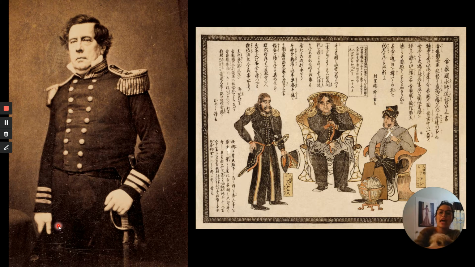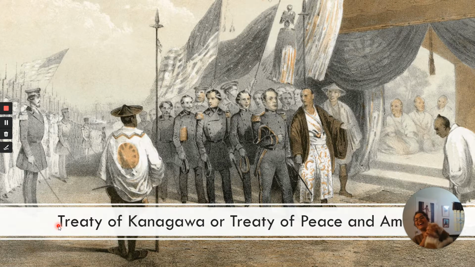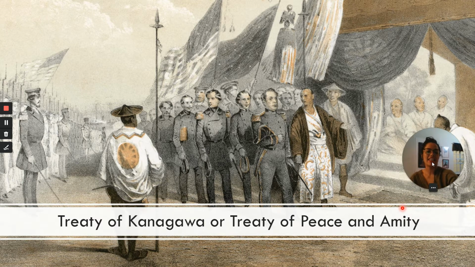So they had no choice but to open their doors and to sign a treaty with America, which is the Treaty of Kanagawa, or the Treaty of Peace and Amity. Okay, look at the picture. I really like the contrast between the traditional Japanese who are still around, and also the newer American soldiers. Now, this is the first ever peace treaty between Japan and a Westerner in the history of Japan.